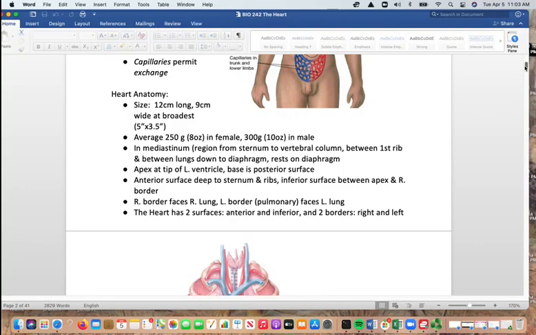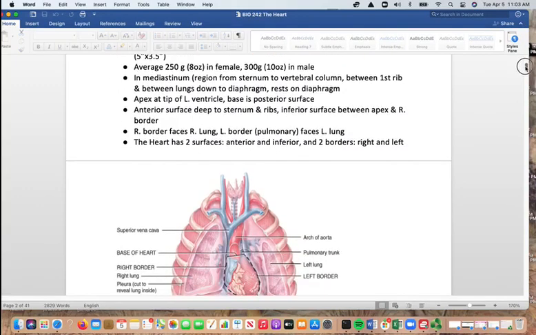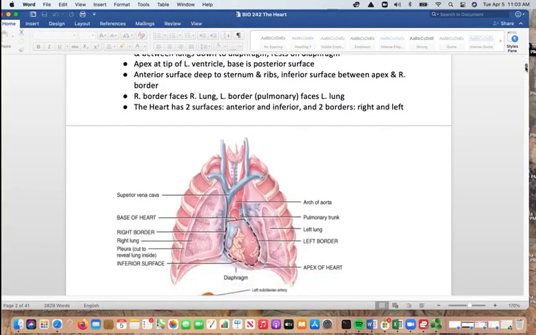The apex of the heart is at the tip of the left ventricle, and then the base is going to be the posterior surface. So your anterior surface is deep to the sternum and ribs, and then the inferior surface is between the apex and the right border. So your right border is going to face the right lung, left border is going to face the left lung. The heart is kind of an odd shape. So where we talk about its surfaces being anterior and inferior, it's because of the odd shape of it. And then it's got the right and left borders.